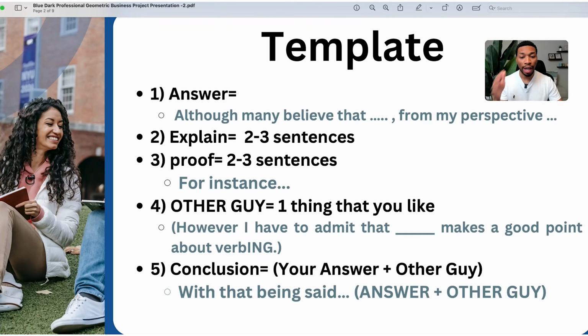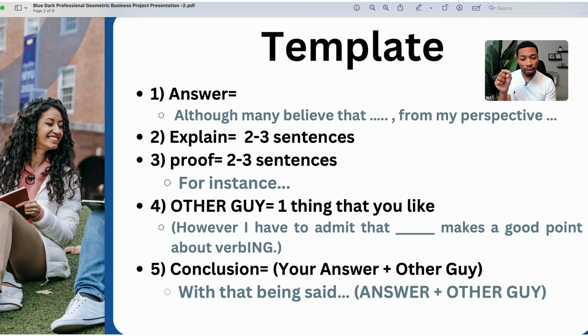So let's look at our template to make sure how it is. Then we're going to compare the two students. Let's check it out. Okay, so we see here that first we want to answer the question. Then we want to explain our answer with 2 to 3 sentences. And then we want to give proof, which is around 2 to 3 sentences as well. Whatever we explain, we want to make sure that our proof is the exact same thing that we explained.